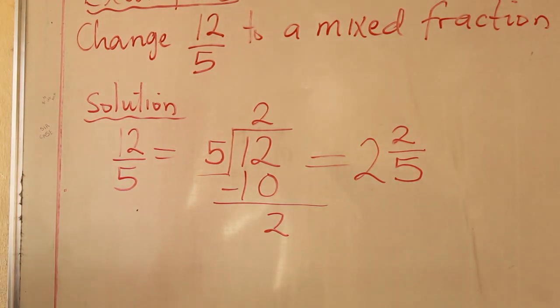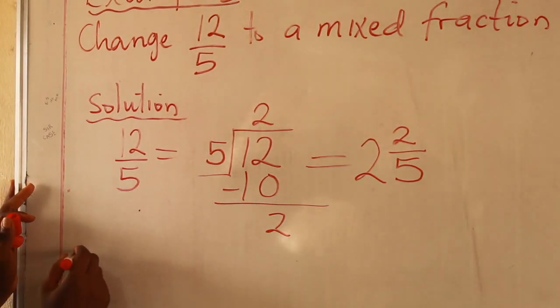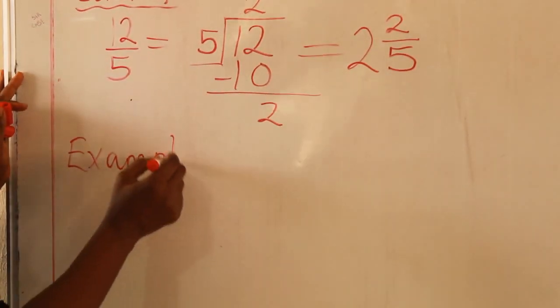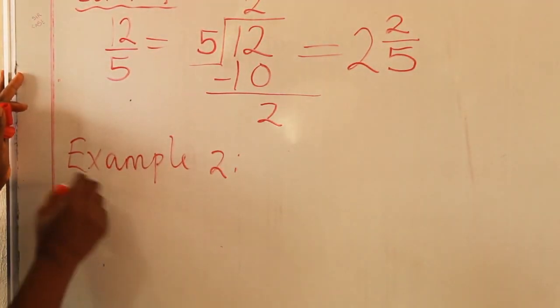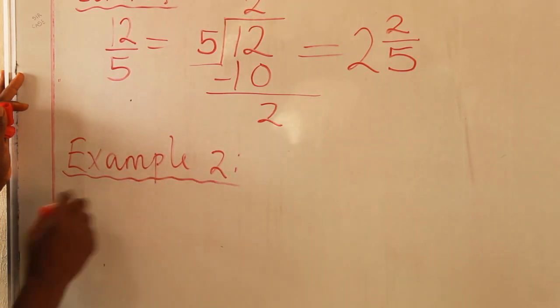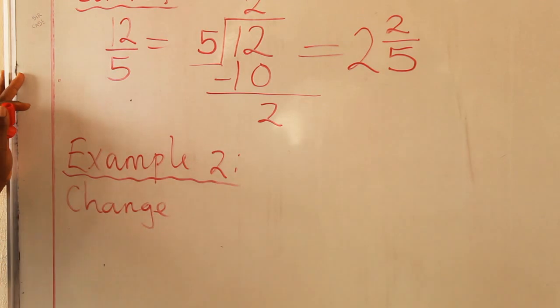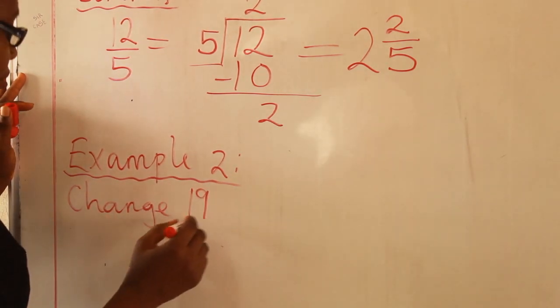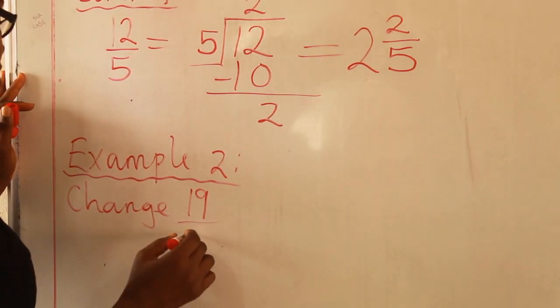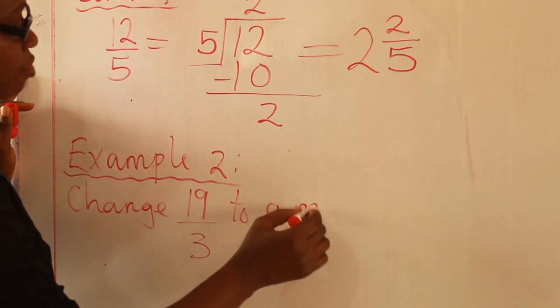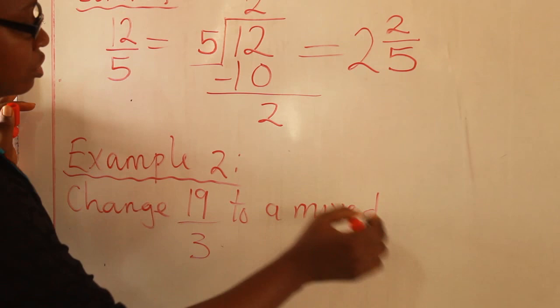I want us to take another example. Example 2. Change 19 over 3 to a mixed fraction.